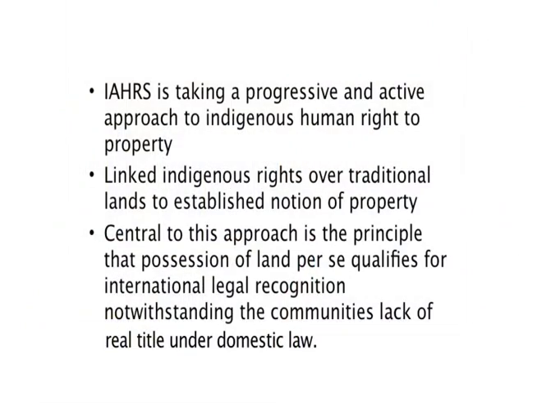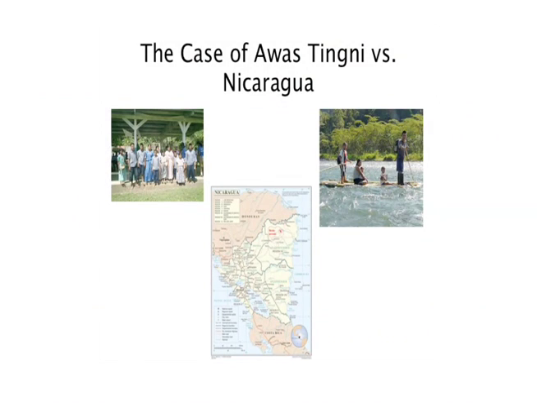Well, the Inter-American human rights system is taking a very progressive and active approach to indigenous human rights to property. They have linked indigenous human rights over traditional lands to established notions of property. Central to this approach is the principle that possession of land per se qualifies for international legal recognition, notwithstanding the community's lack of real title under their domestic laws. So that's the general approach that has been taken by the Inter-American human rights system. Now, what I want to do now is just talk about some of the cases that they have dealt with. So the first one was the first case to be dealt with, which is the case of the Awas people in Nicaragua.